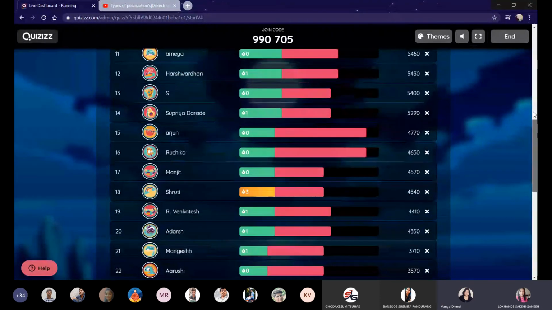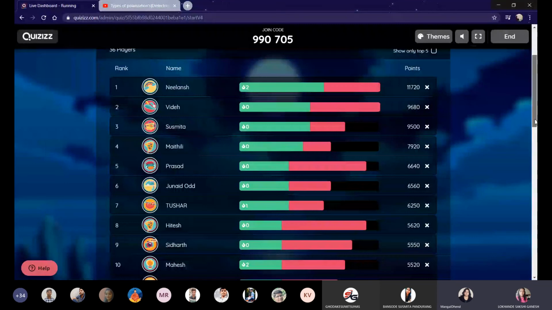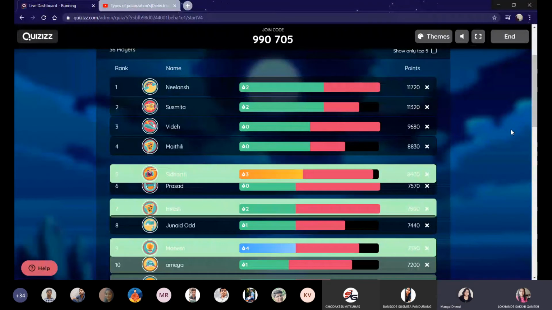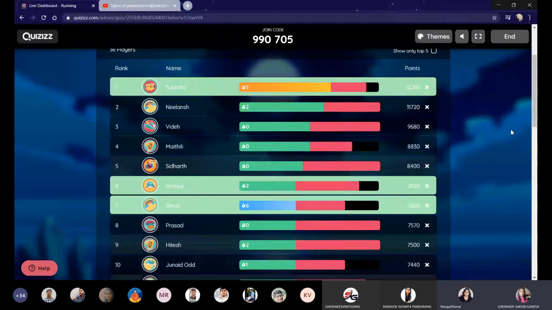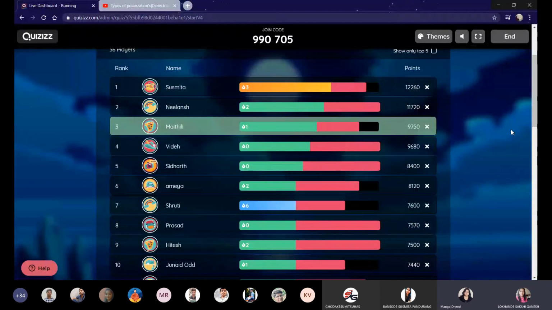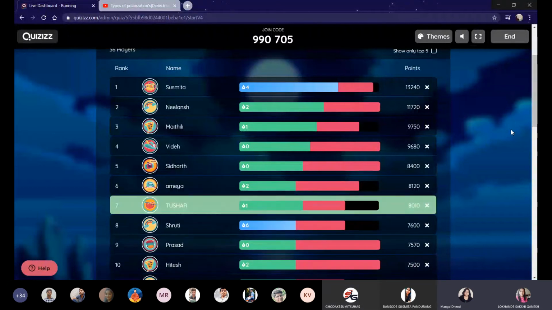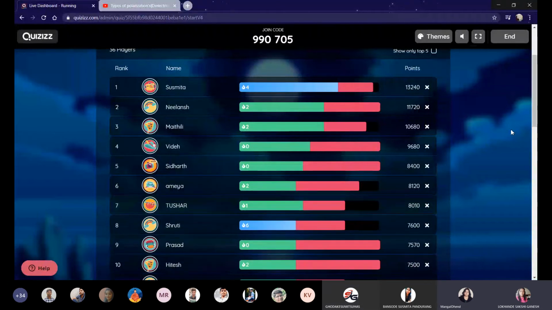What's the status? Tushar, 7th. Good. Ma'am, just wait. All have not finished yet. Oh, I know it. I am just coaching them. Hitesh, 9th. Junaid, you fell to 10th. From 6th to 10th, what happened, Junaid? Tushar, Shruti 8th, Prasad 9th, Hitesh 10th.